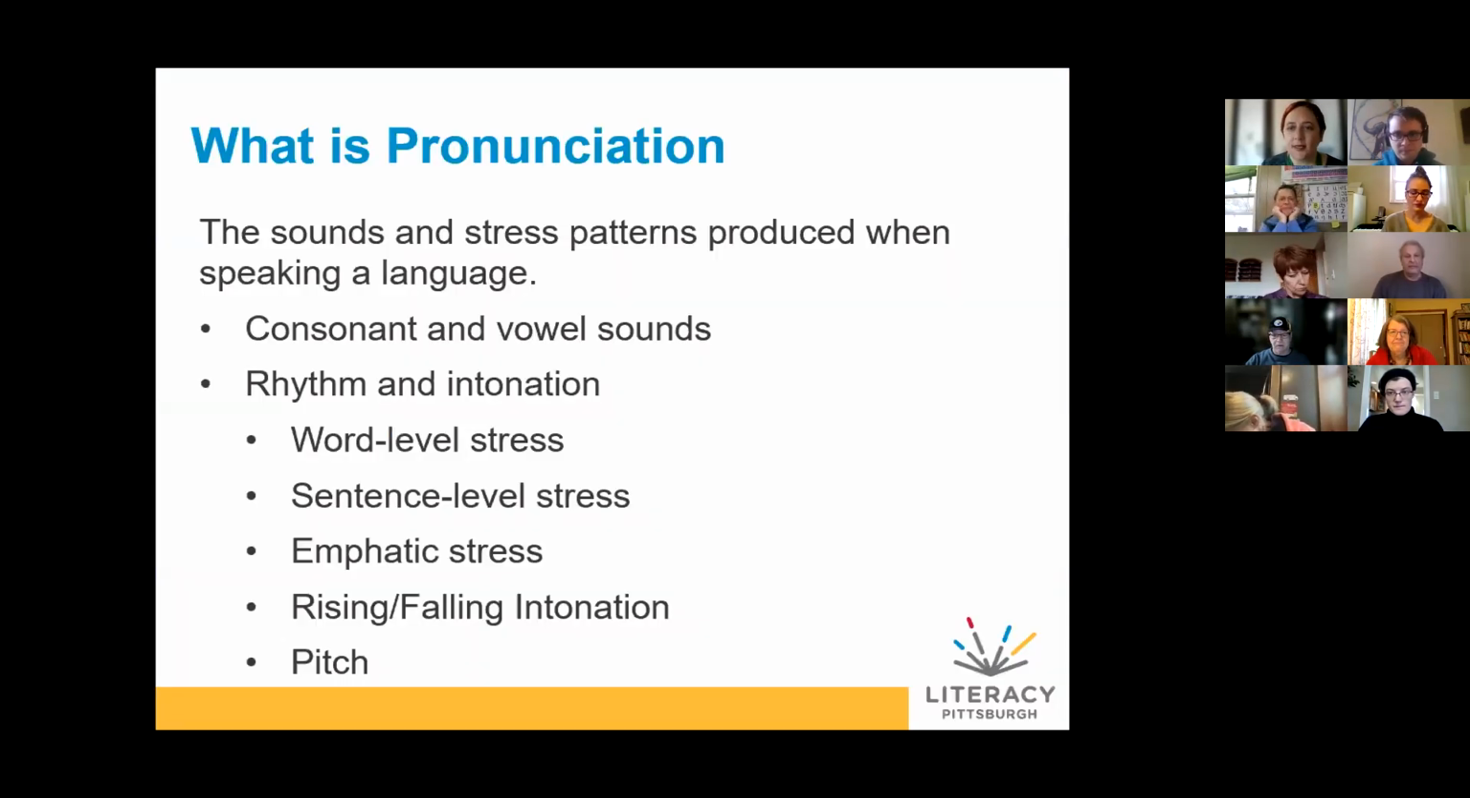So what is pronunciation? It's the sounds and the stress patterns produced when speaking a language. It includes consonant and vowel sounds. It includes rhythm, intonation, word level stress, sentence level stress, emphatic stress, rising and falling intonation, like asking a question, pitch. So there's a lot involved in pronunciation, and this is not all inclusive.